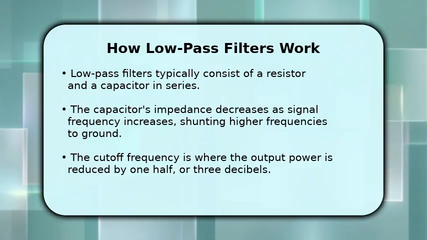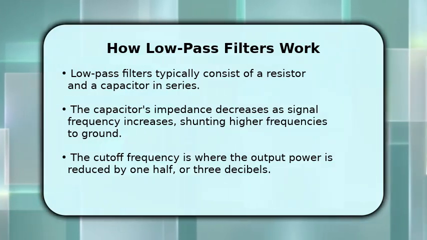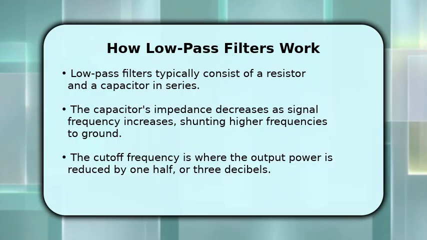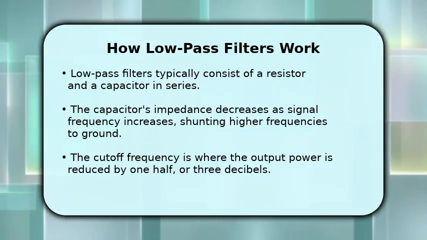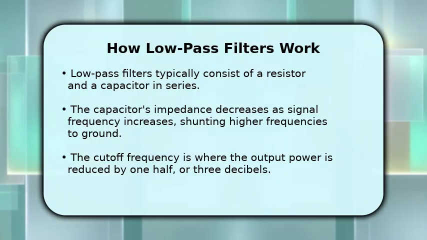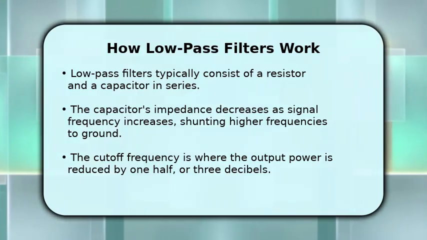The point at which the output power is reduced by 1/2 or 3 decibels is known as the cutoff frequency, calculated as 1 divided by 2 pi times the resistance times the capacitance.